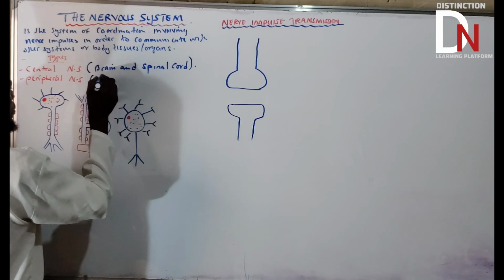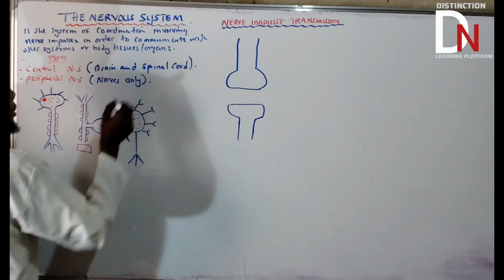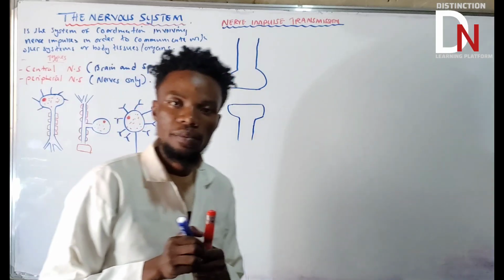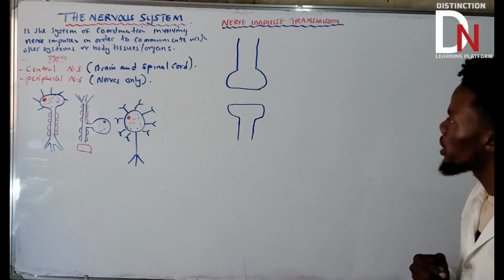So if I ask you what are the components making up the peripheral nervous system, what can you say? You say nerves only. Yeah, so those are the things that you can talk about.